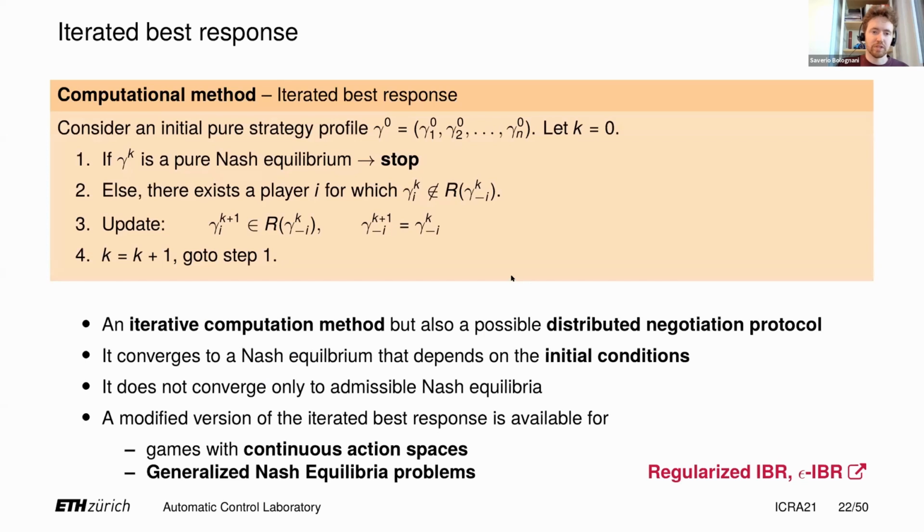Okay, so in computational terms, every time you have a yellow box in these slides, it's a new computational method. So at the end, you're going to have 6 or 7 of them.